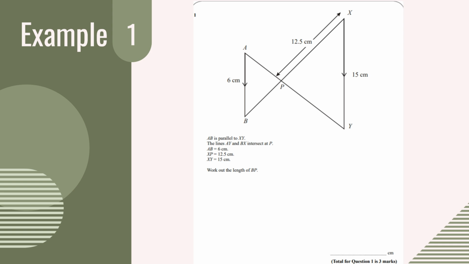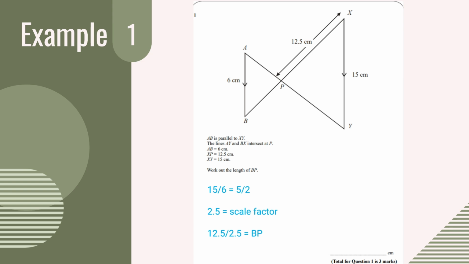As we have been told, AB is parallel to XY. So these are our similar lengths, as they're both parallel to each other and they are both the base of our triangles. So, what do we times 6 by to get to 15? We work this out by doing 15 divided by 6, which simplifies down to 5 over 2, which is 2.5. So 2.5 is our scale factor.